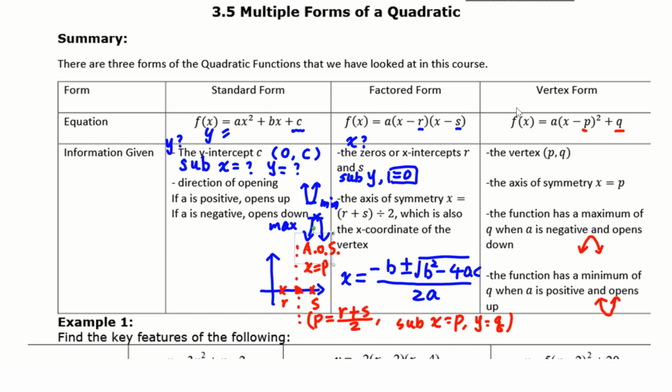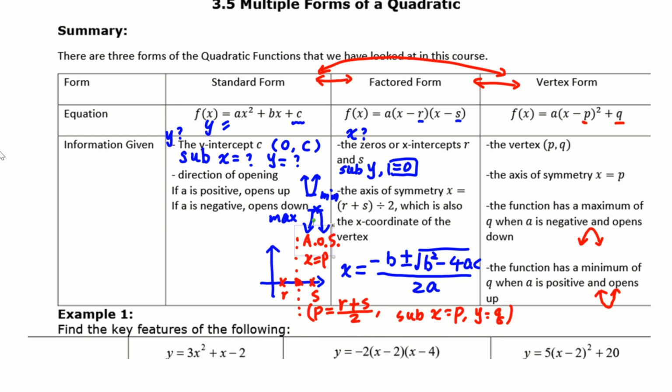So they are the three forms. In this lesson, you are going to see how to convert between forms: standard form to factored form, then standard form to vertex form, vertex form to standard form, and vertex form to factored form if it's not factorable. So converting from one form to another, you need to know it.